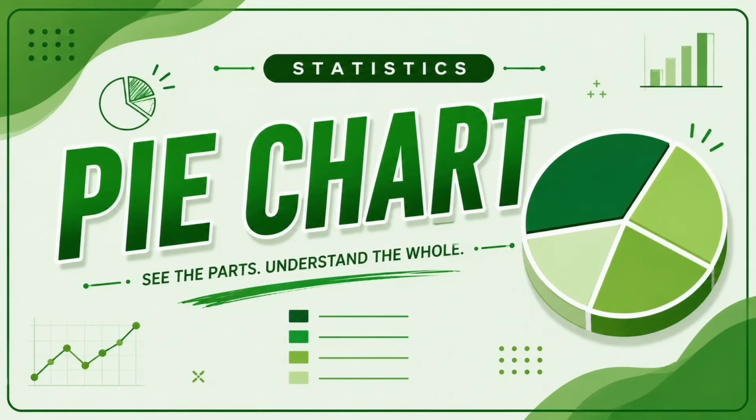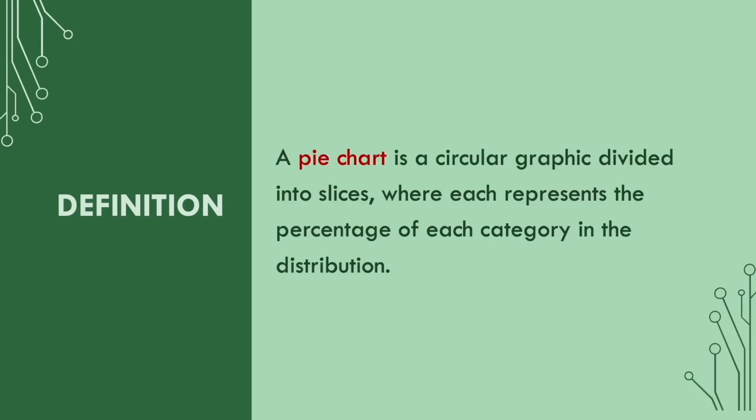Today we will talk about pie charts. This is a way to visualize categorical data. A pie chart is a circular graphic divided into slices where each represents the percentage of each category in the distribution, making it an effective tool for visualizing the proportion of different parts in relation to the whole.